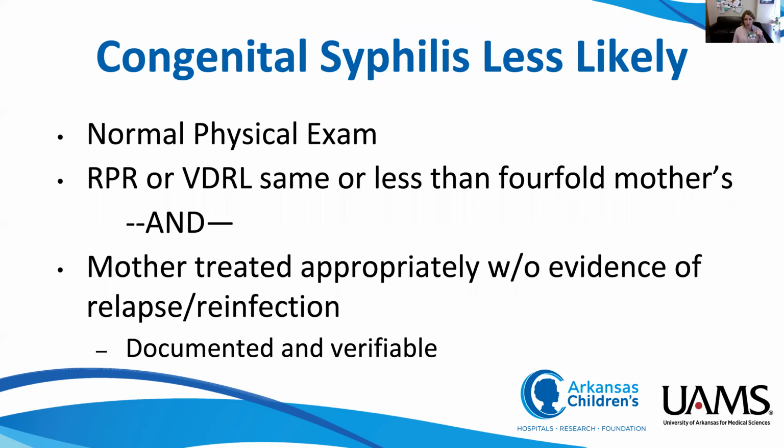So after that, you have congenital syphilis less likely. And that's when the child has a normal exam. The RPR is the same or lower than mom. So mom's like 1 to 4, baby's 1 to 2. And the mother was treated appropriately, and there's been no signs of relapse or reinfection. And this has been documented and is verifiable.